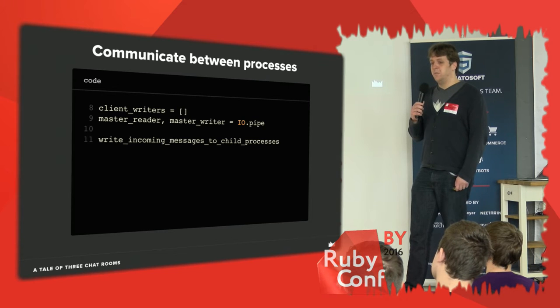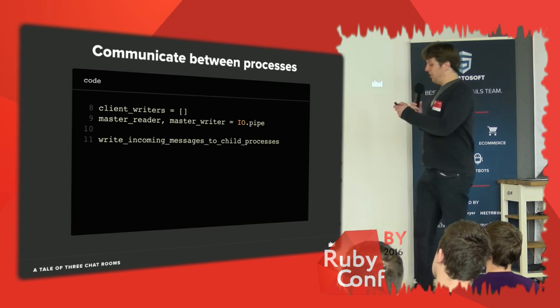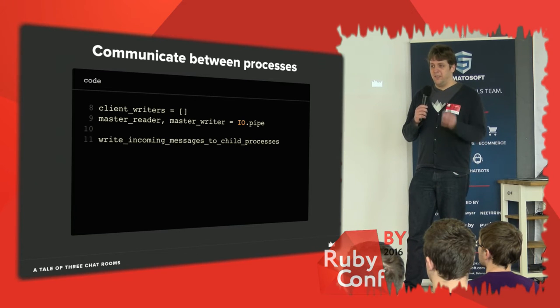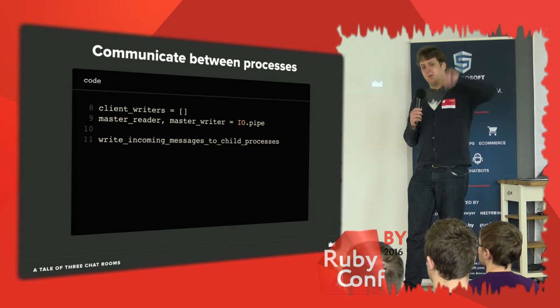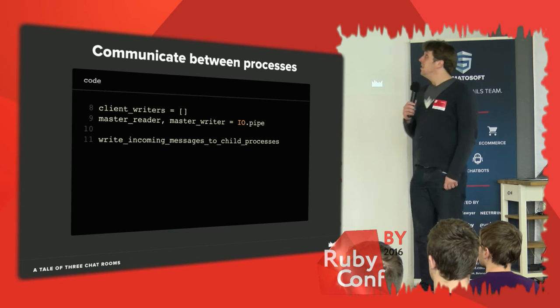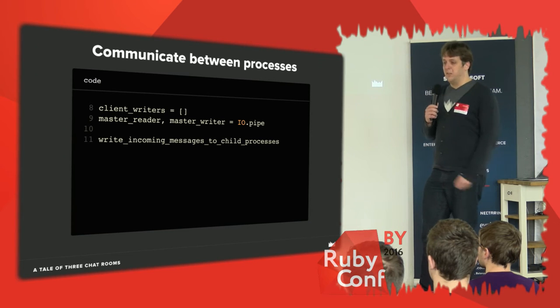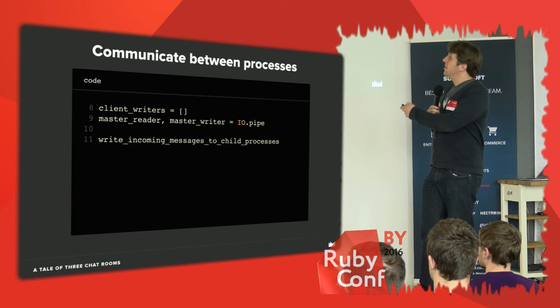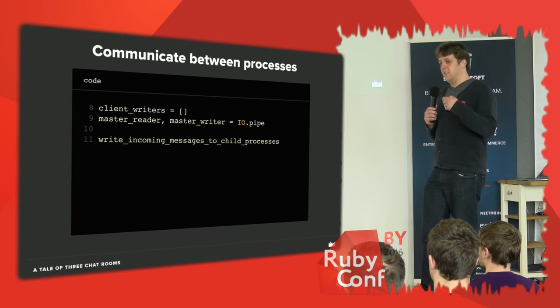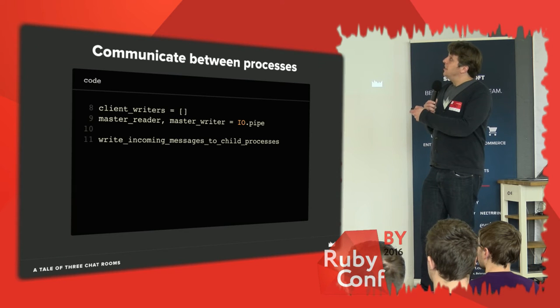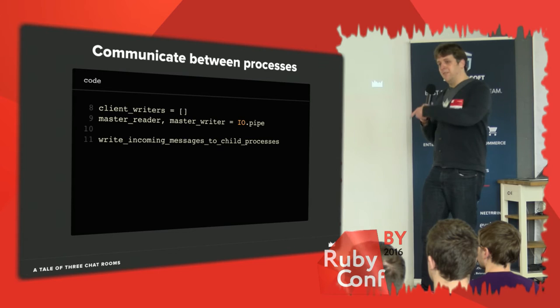And then we need to set up some communication between these processes. So this uses a pipe. And this IO.pipe in Ruby basically maps directly to a Unix pipe. So if you've ever used the pipe command in Bash, for example, you've also used a pipe. For example, if you do ps pipe grep ruby, that's exactly the same technology that we're using here. So this makes one reader and writer to the master, and this allows the child processes to write data to the master process. And it also declares an array with client writers, so whenever we start a child process, that adds a pipe to this array, and then the master process can loop through that array and send data to all of its children.